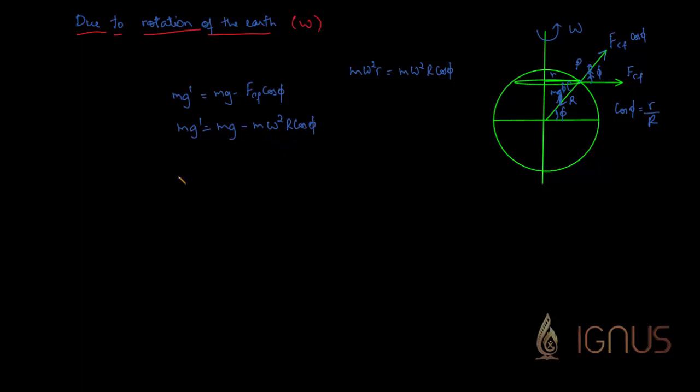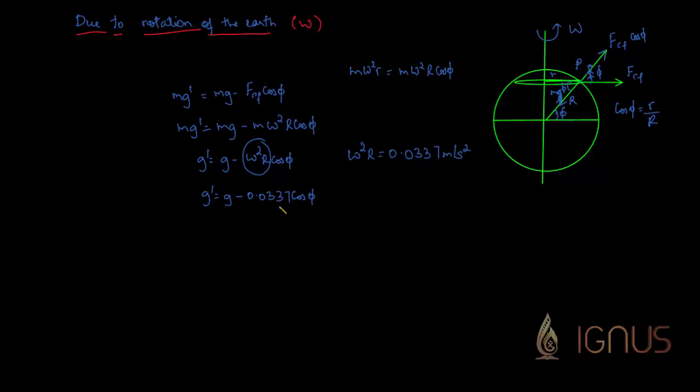Because m is common, let me cancel it out. I get the equation g dash is equal to g minus omega square R cos phi. Because omega square R is a constant, because it is the angular velocity of earth and this is the radius of the earth, you can calculate that. It comes out to be 0.0337 meter per second square. So my final equation is nothing but g dash is equal to g minus 0.0337 into cos phi.